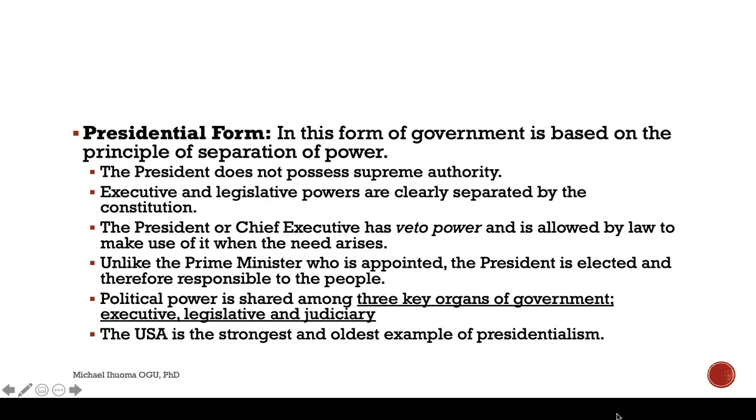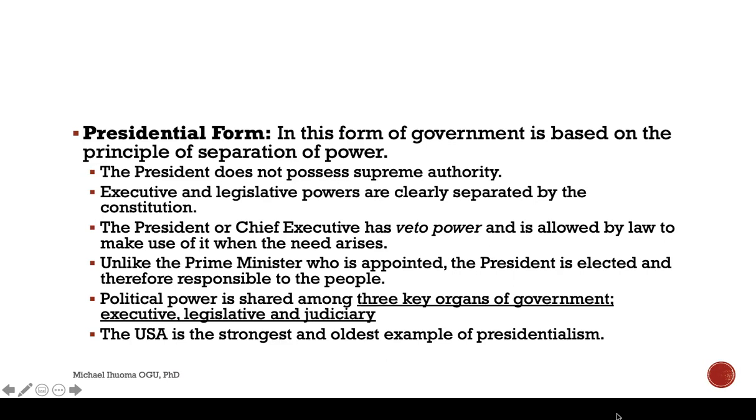The president does not possess supreme authority because even though the president has executive powers, there's also the legislature, which is there to check the powers of the executive, and the executive as well is there to check the powers of the legislature. But that you don't have in the parliamentary form because both executive and legislative powers lie in the parliament. Rather, in the presidential form, power is separated between the executive and the legislature, and each of them checks the excesses of the powers of the other. All right.